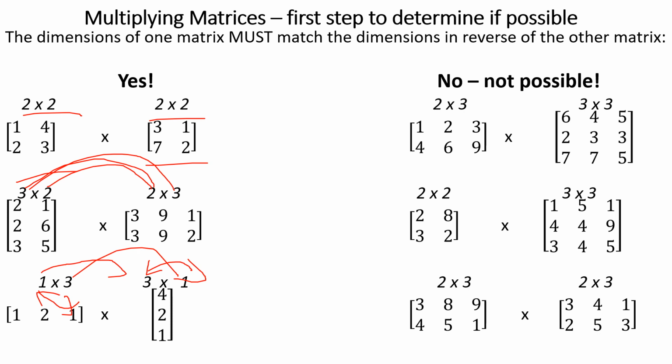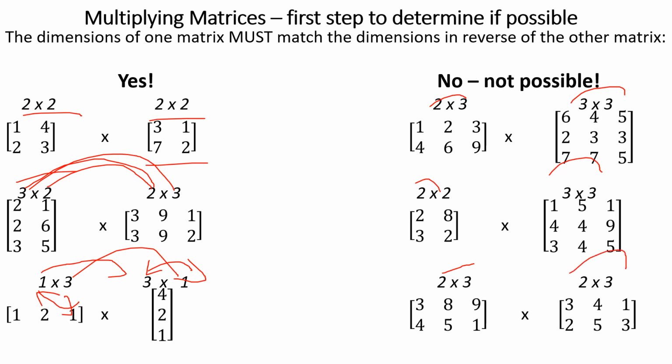Now I'll explain how to multiply in a moment. But these are not inverted. This 2 by 3 here is not the inverse of 3 by 3. We cannot multiply 2 by 2 by 3 by 3. And we can add a 2 by 3 to 2 by 3, but we can't multiply it.